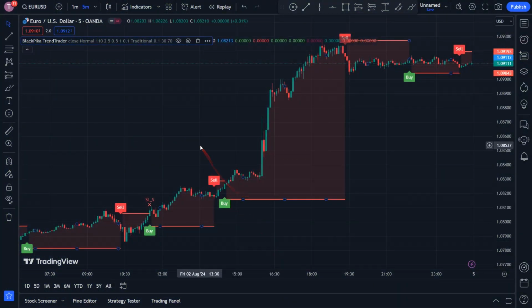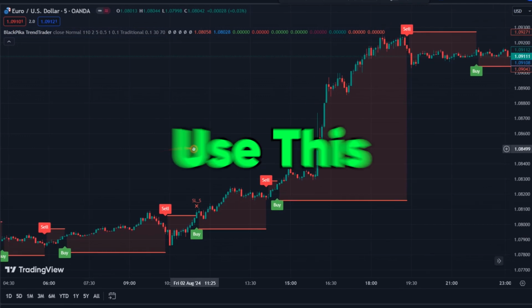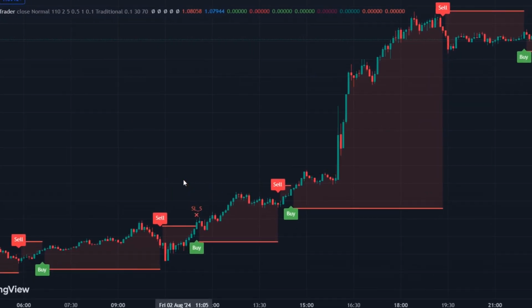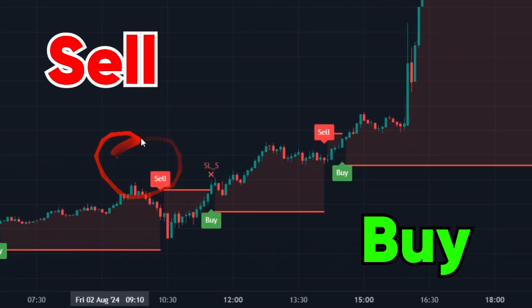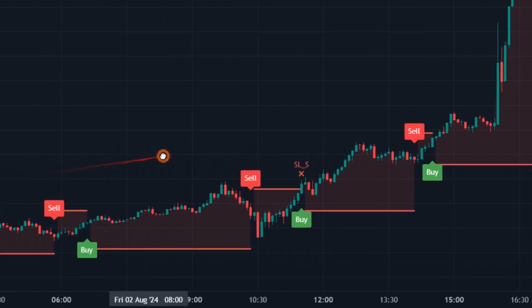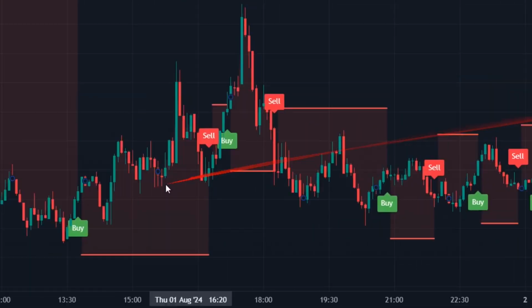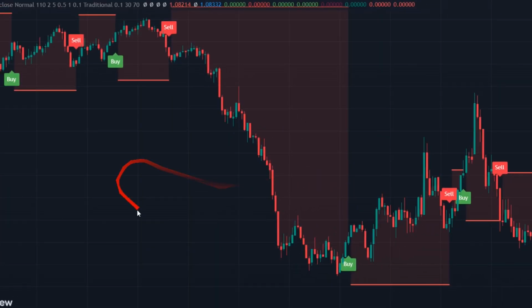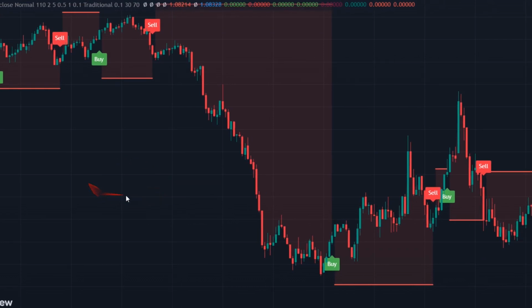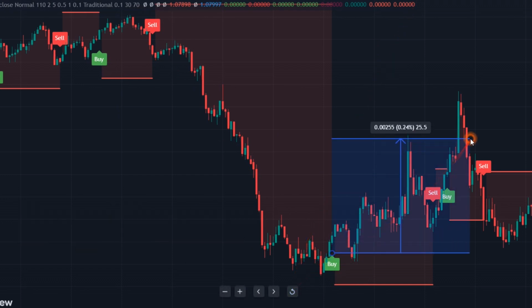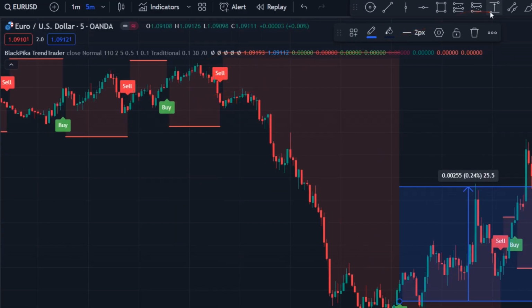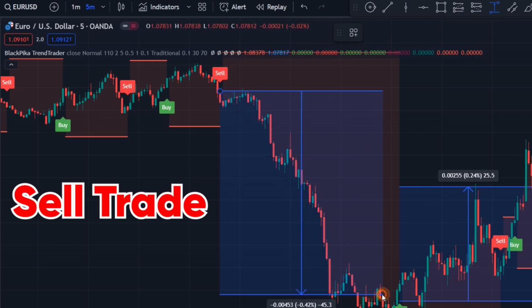Now that we have completed the settings, I need to teach you how to use this indicator. This indicator generates buy and sell signals for us, and with the help of this indicator, we can save our time. After applying the specific settings for this strategy on this indicator, we can trust the signals generated and use them to enter buy and sell trades. When you see buy signals on the chart, you can enter buy trades. And when you see sell signals on the chart, you can use them to enter sell trades.